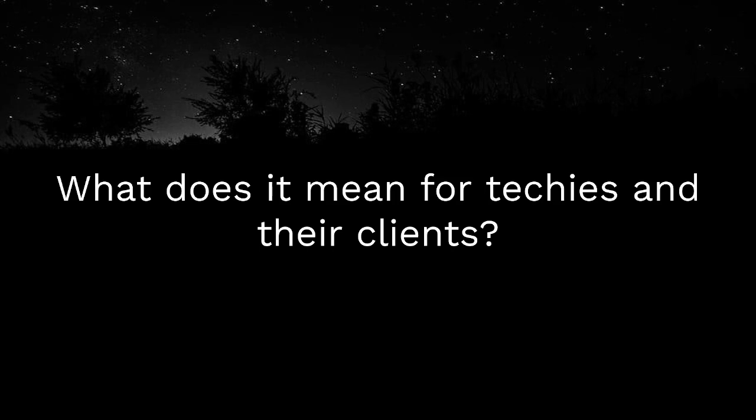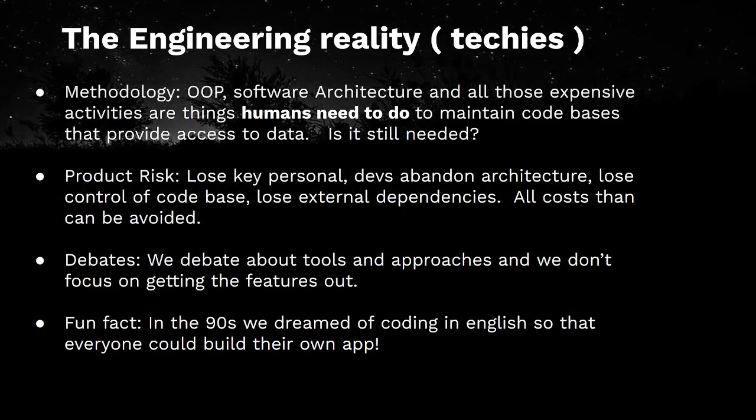What does it mean for techies and for their clients? It's a good question. For techies, everything we know about software engineering, managing code bases, patterns, object-oriented programming, all of that is designed around maintaining a code base so that we can keep making changes to it for as long as possible. If you lose key personnel, whoever had the vision for the architecture, for the code, for the strategy, if you lose that person, people may abandon the architecture and they just give up.